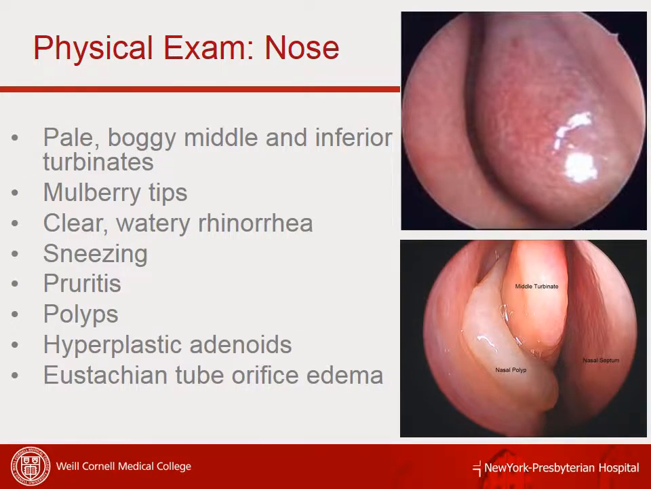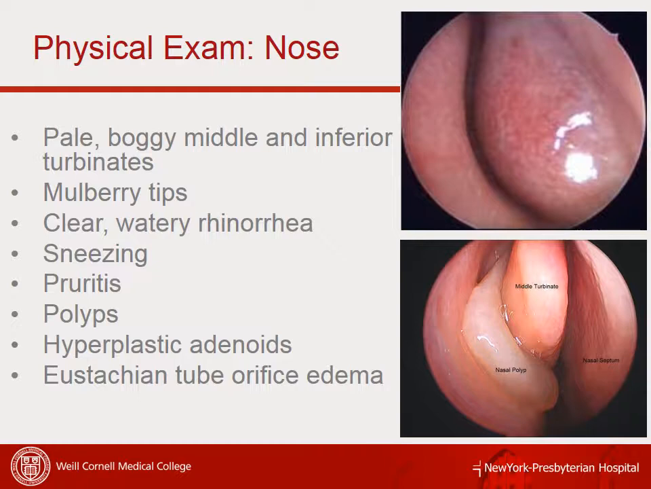In the nose, this is the most common appearance. This is what we're most familiar with seeing, and what we most often associate with allergic disease, that pale, boggy mucosa, the pale blue turbinates. On the posterior aspect of the inferior turbinates, you may see what's called mulberry tips, or an irregular type of swelling in the posterior aspect of the inferior turbinate.